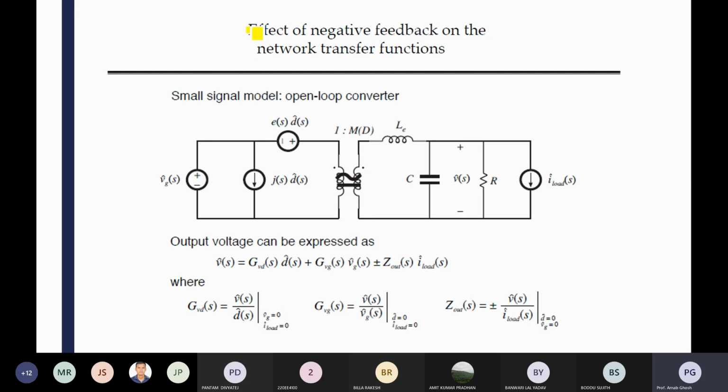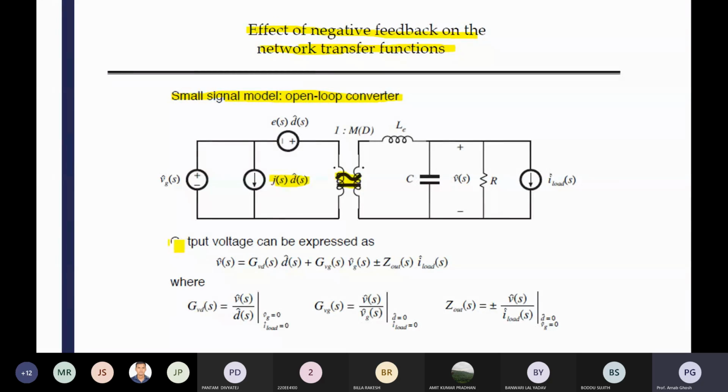Then the effect of negative feedback on the network transfer function. The network transfer function is the canonical model, the small signal model of the open loop converter. In your canonical model, you know that AC and DC are both present. After perturbation, the DC response and AC response are both present. So that is the canonical form.